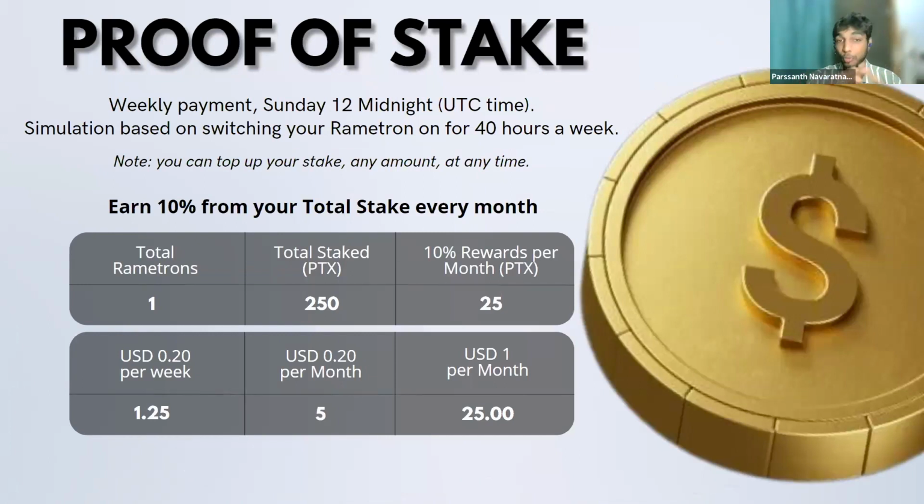Okay, so this is proof of stake. The weekly payment for proof of stake is every Sunday, 12 midnight UTC time. The simulation is based on switching your Ramatron on for 40 hours a week. Please take note that you can top up your stake any time at any amount. Now, you get to earn 10% from your total stake every month. How much do you need to stake? Minimum 250 PTX. So 10% from your total stake is 25 PTX.